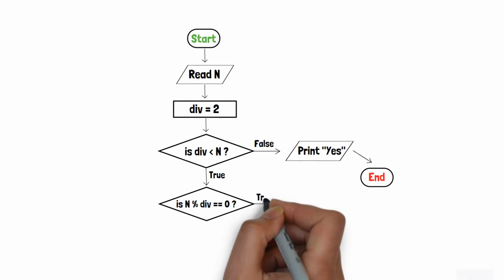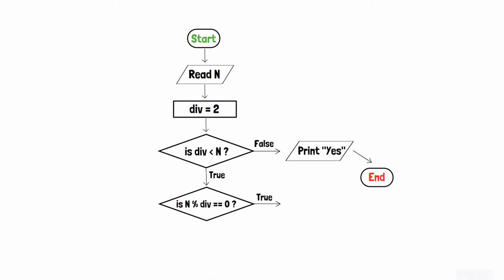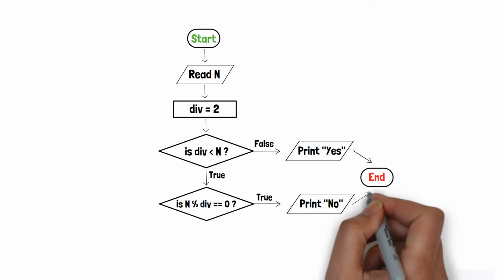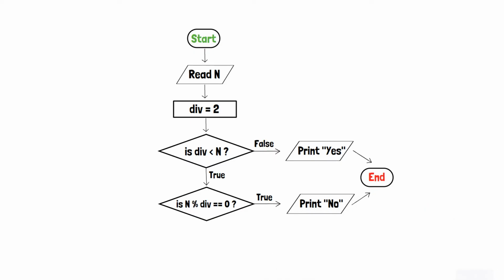If n modulo div is equal to 0, that means the number n is divided by div, which is in between 1 and n. Hence, the number is composite. And thus, we will print no using an output component and terminate the program. If n modulo div is not equal to 0, then we will simply increment div by 1.